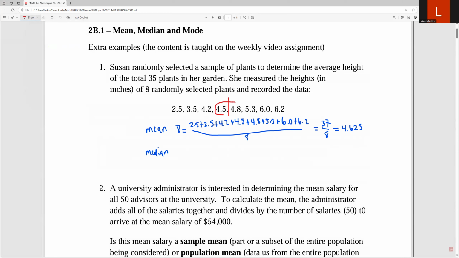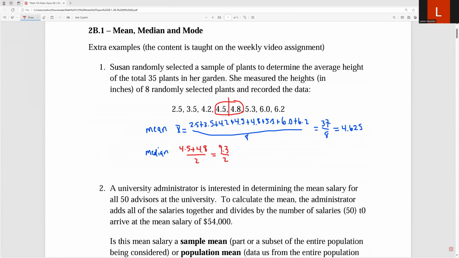So we have to average the two middle numbers that are on either side of this. So 4.5 plus 4.8, and then we're going to cut that in half. Okay. So 4.5 plus 4.8 is 9.3. Divide that by 2. And that'll give us a median of 4.65. So notice they're not too far off from each other. The mean is a little bit smaller than the median, but not tons.